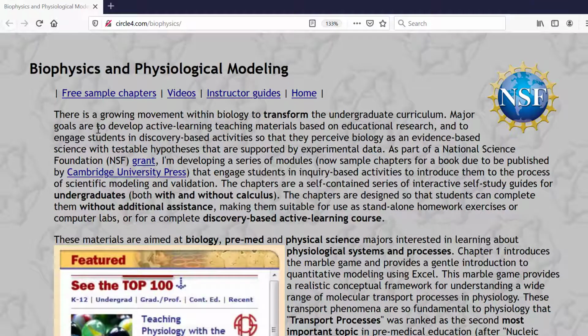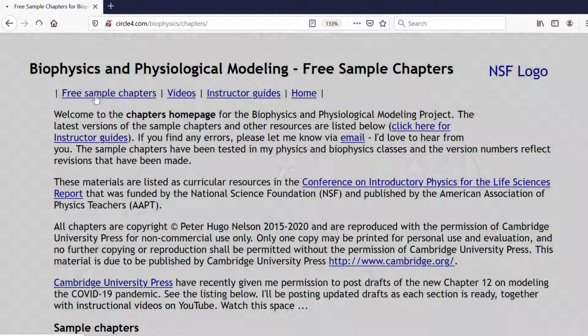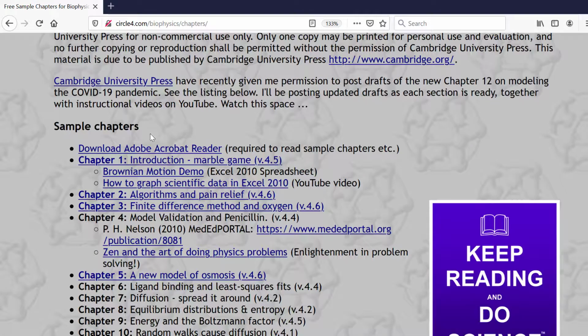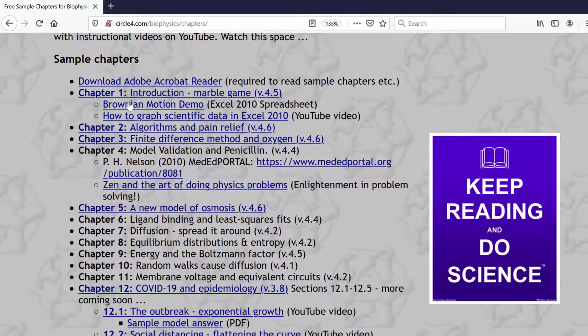Okay, so let's start by talking about where you can find the materials. They're on the web at circle4.com/biophysics. This is the home page, and if you click on the sample chapters link, it'll take you to the sample chapters for a book that I'm working on with Cambridge University Press. Chapters 1, 2, and 3 are here at the top.